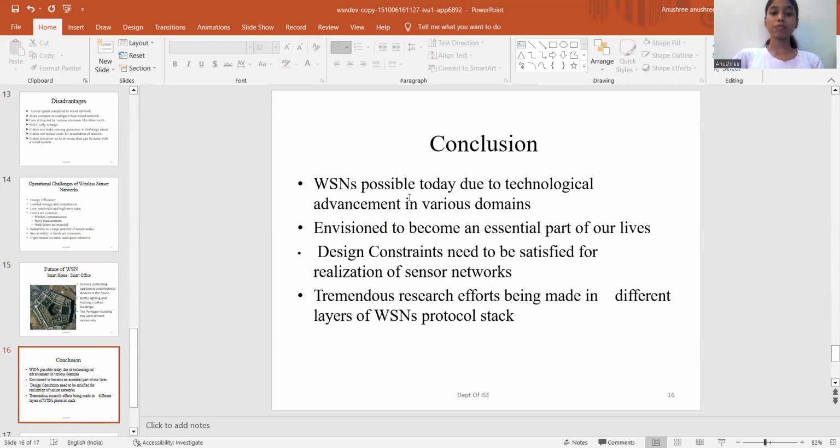Conclusion: WSNs are possible due to technological advancement in various domains, and are envisioned to become an essential part of our lives. Design constraints need to be satisfied for the realization of sensor networks. Tremendous research efforts are being made in different layers of the WSN protocol stack.